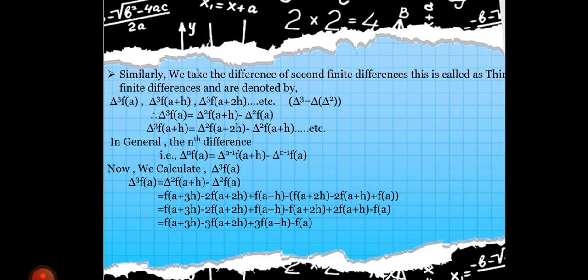Similarly, we take the differences of second finite differences. This is called third finite differences and is denoted by delta cube. Delta cube f of a, delta cube f of a plus h, delta cube f of a plus 2h, and etc. Here we apply delta 3 times. Therefore, this is delta cube. Therefore, delta cube f of a equal to the difference between two second finite differences, that is delta square f of a plus h minus delta square f of a. Delta cube f of a plus h equal to delta square f of a plus 2h minus delta square f of a plus h, and etc.